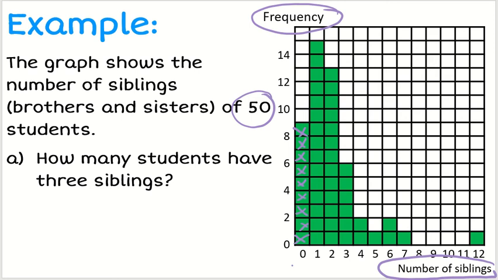So the question says how many students have 3 siblings. So I'm going to look to find my 3 siblings, and I've got 1, 2, 3, 4, 5, 6. So when I read that off there, there are 6 students who have 3 siblings.